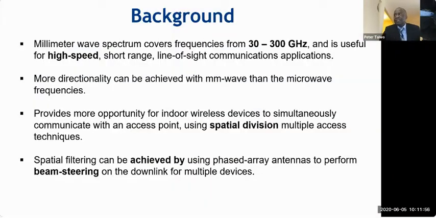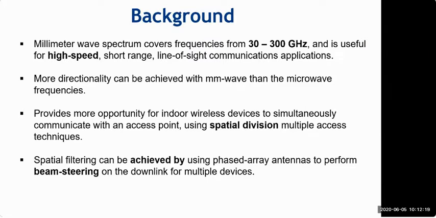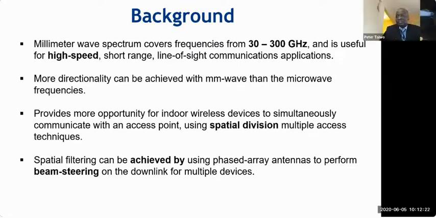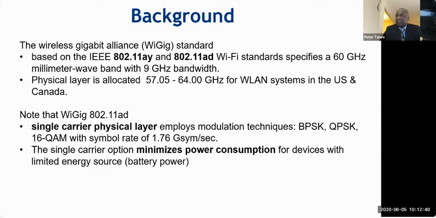Starting with the background, millimeter wave spectrum covers frequencies from 30 to 300 gigahertz and is useful for high-speed line-of-sight communications. With millimeter wave, we can achieve more directionality than the microwave frequencies. And it also provides a lot of opportunities for indoor wireless applications where we can communicate with multiple users that are spatially separated. We achieve this by using phased array antennas to perform beam steering on the downlink communication to multiple users or devices.